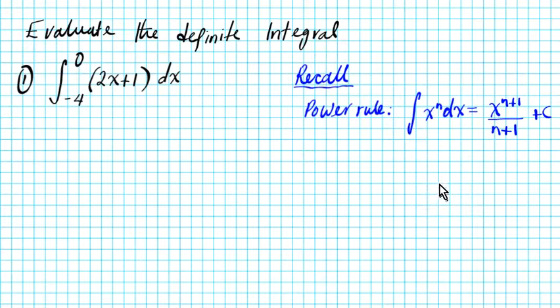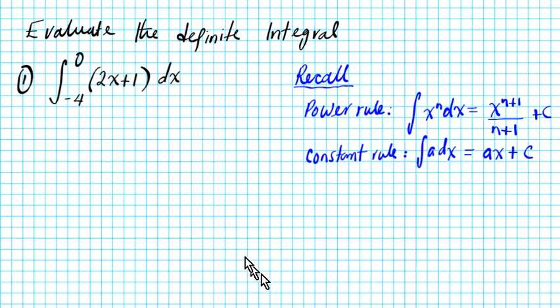Something to keep in mind. And also for constants, if you're integrating a constant, let's say constant a, the integral is simply going to be ax plus c. With these rules in mind, let's proceed with integrating this expression. We're going to carry out term by term integration. When you integrate 2x using the power rule, you're going to have 2x to the first power.